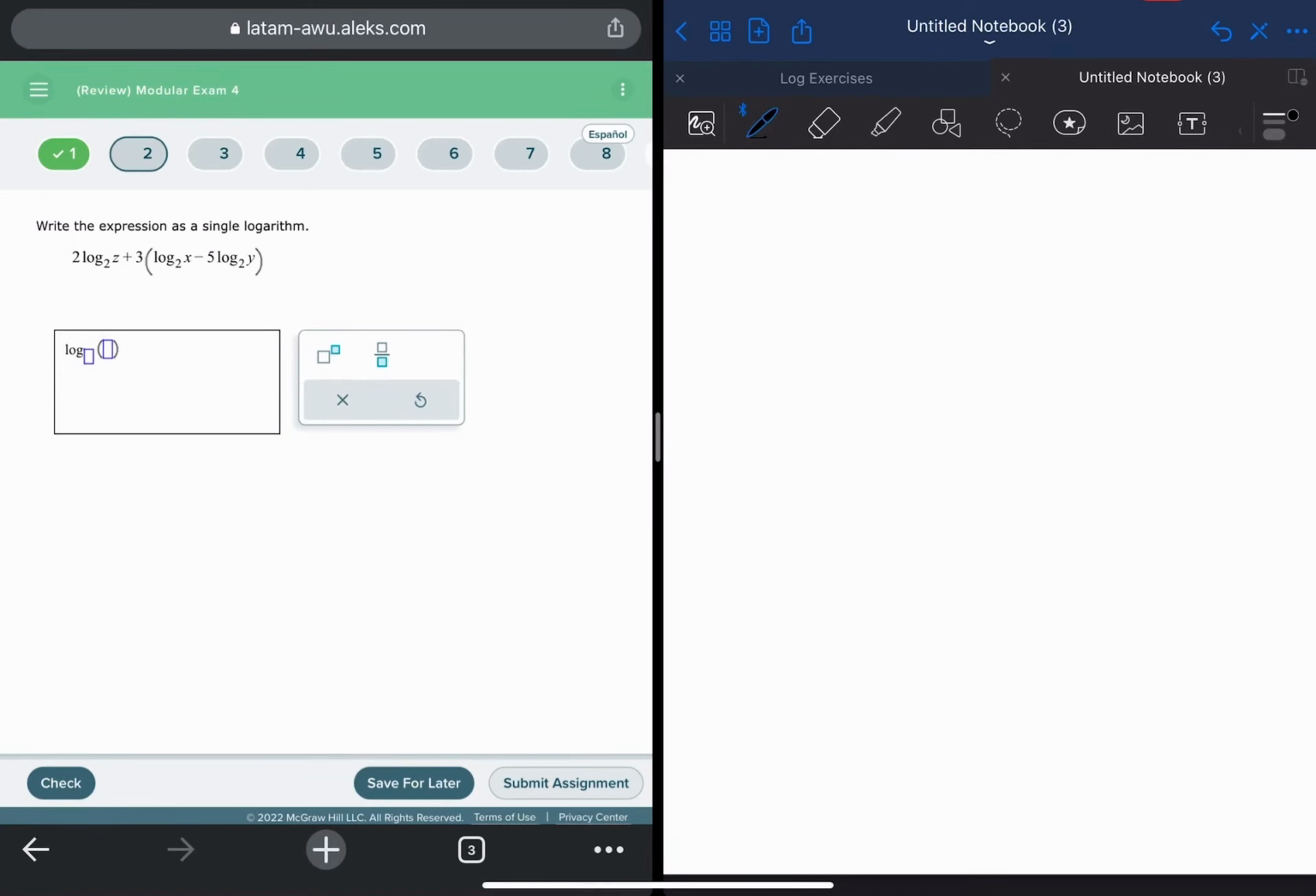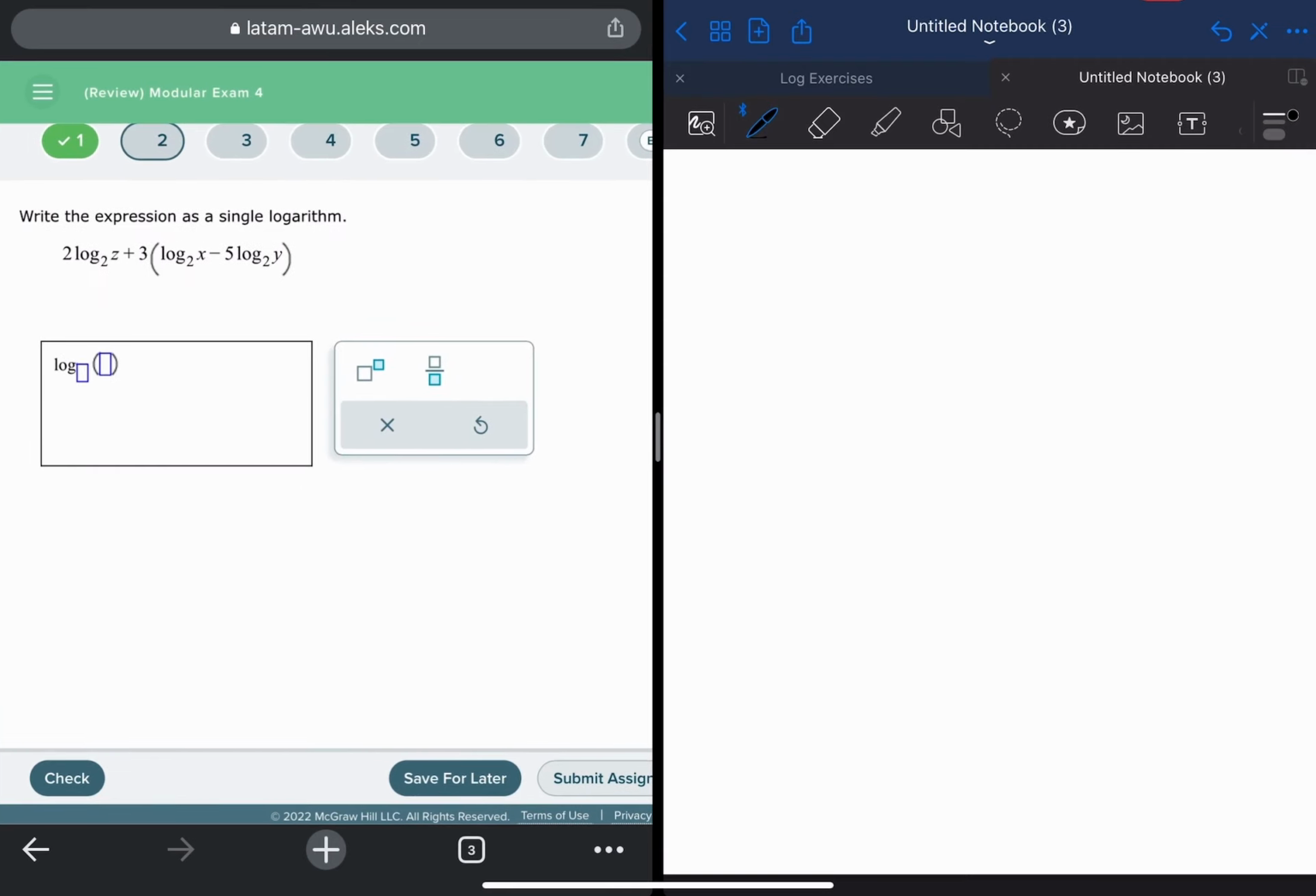Alright, so here now I have a second exercise of the review. And this exercise tells us to write the expression as a single logarithm. If we look here, we have three logarithms. We have 2 times the logarithm of c, 3 times the logarithm of x, and 5 times the logarithm of y. So, what we want to do in this exercise is find one single logarithm. So, we're going to simplify that big expression into just one.